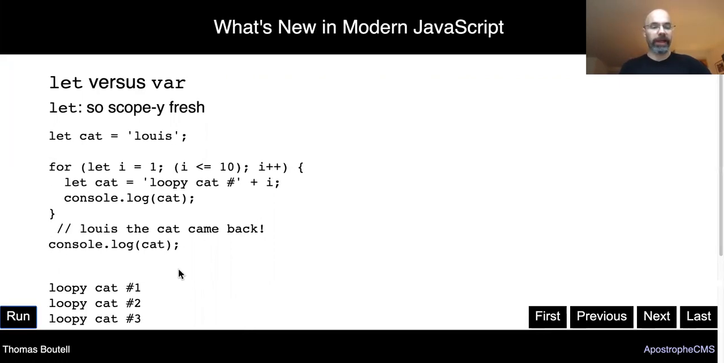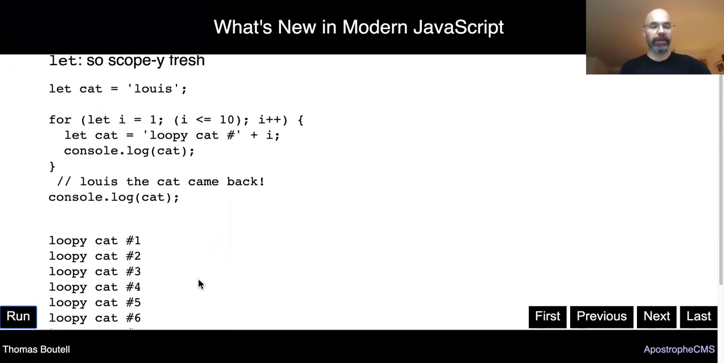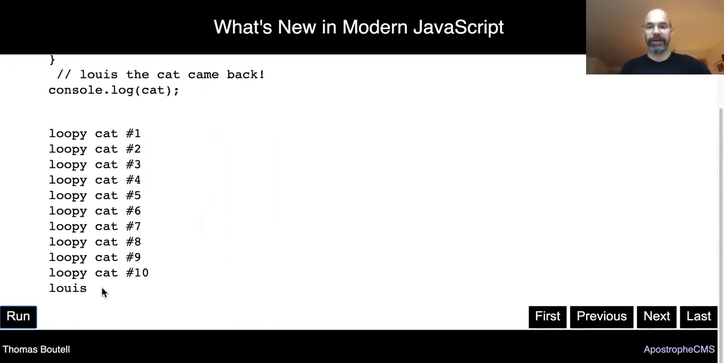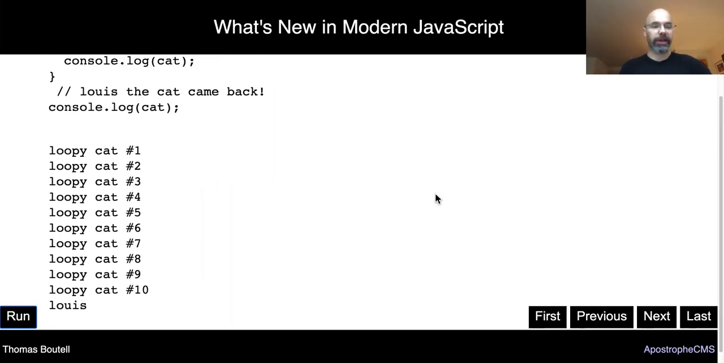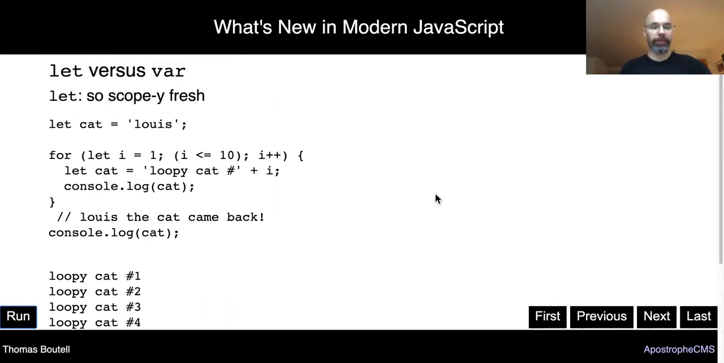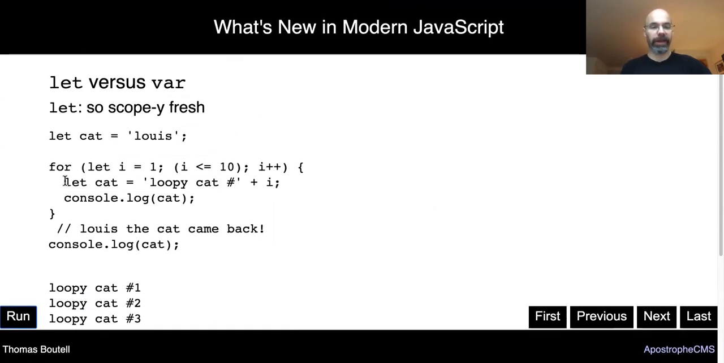So when I run this, I'm going to discover that Louis the cat is still where I expected to find him, which is a great relief, and definitely cuts down on bugs and simplifies coding, because this loop has its own version of the variable. If I did not use let, of course, then I would be manipulating the original cat, but I would expect that. Any questions about that?